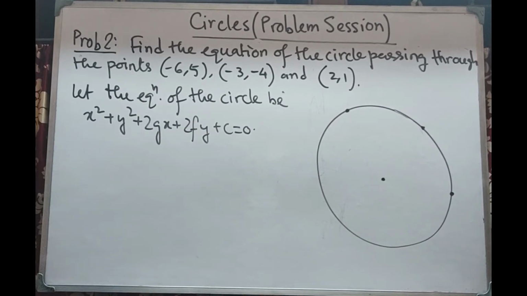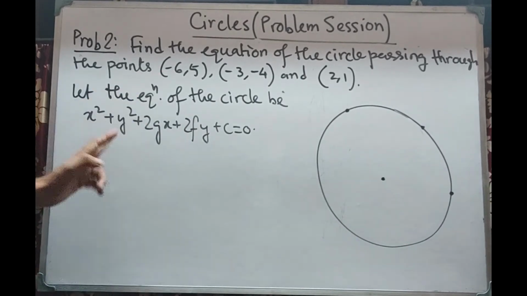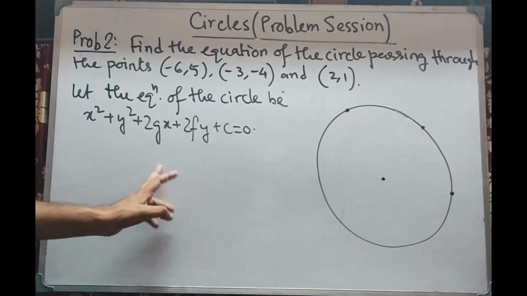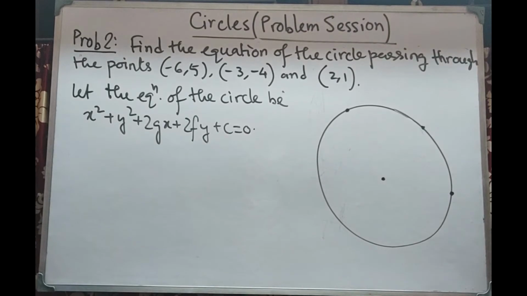And here the technique will be always to put the points here in the equation and construct equations in terms of these 3 unknown constants, and then solving the equations simultaneously, we find the values of g, f, and c. So let us do it one by one.